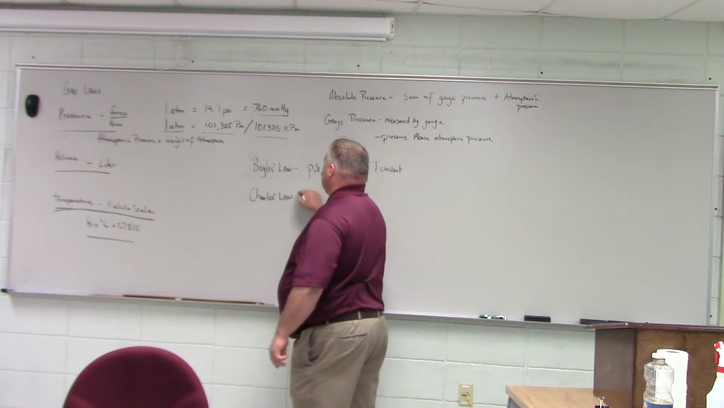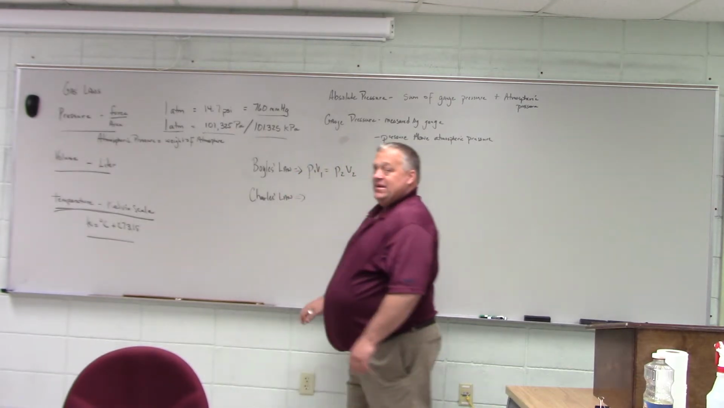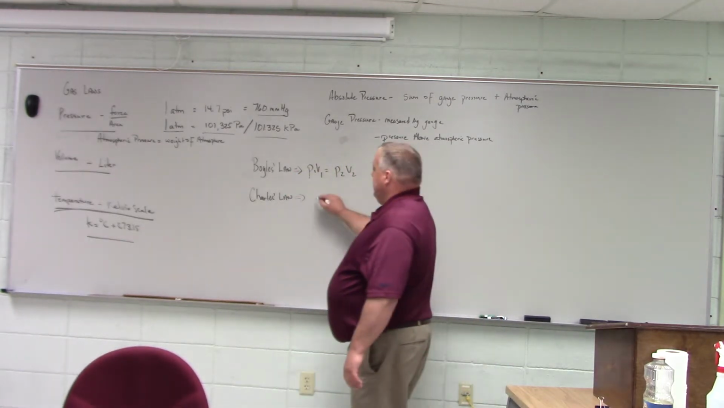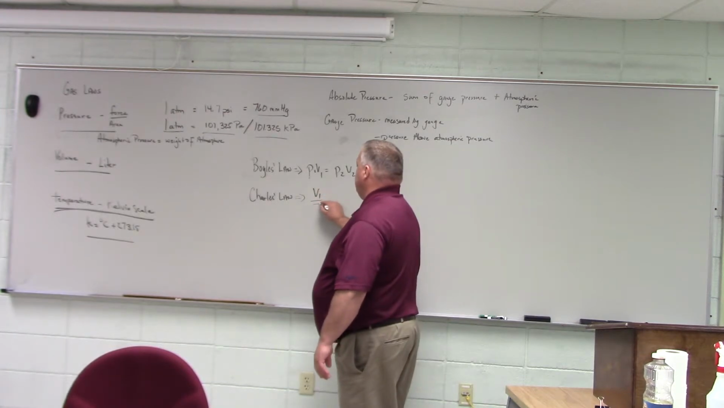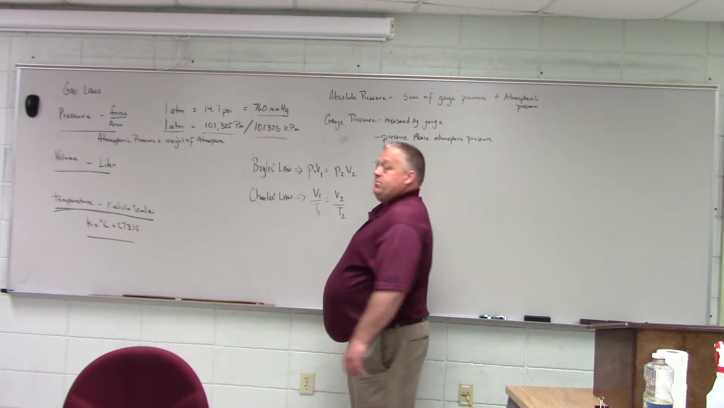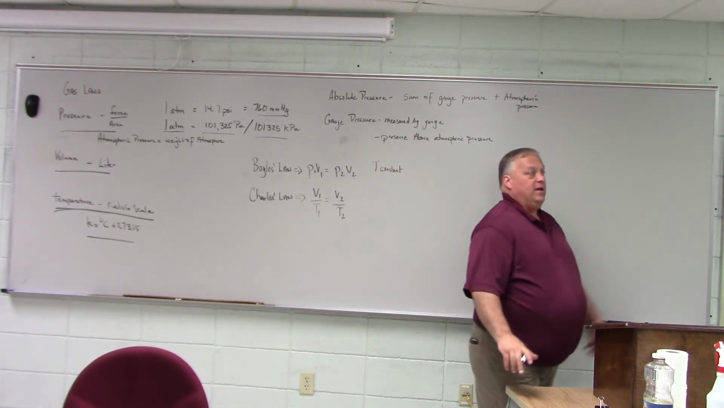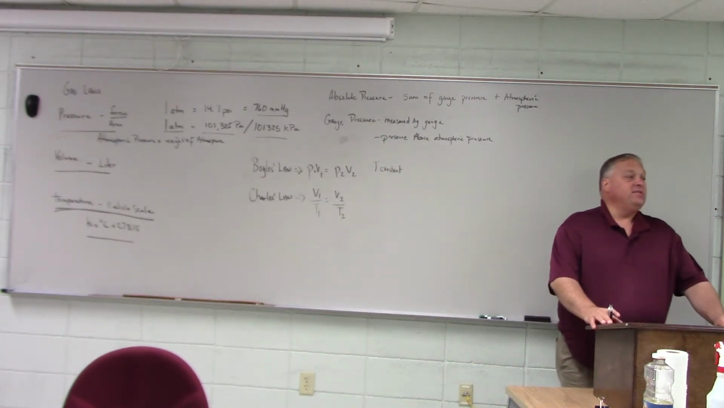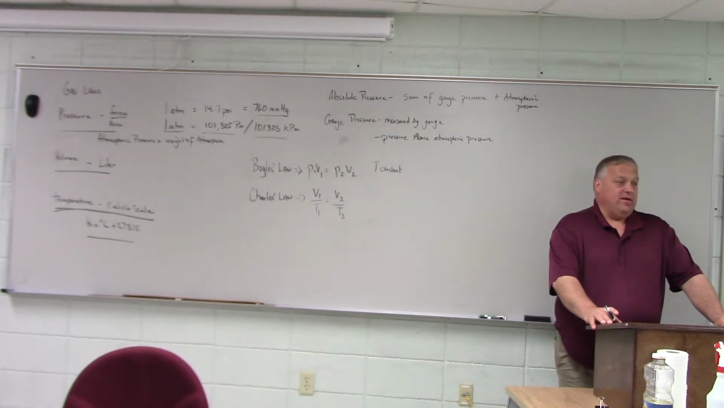Charles' law is a direct relationship. It's a relationship between volume and temperature. If I increase the temperature on an object, it increases its volume. If I decrease the temperature, I decrease its volume.